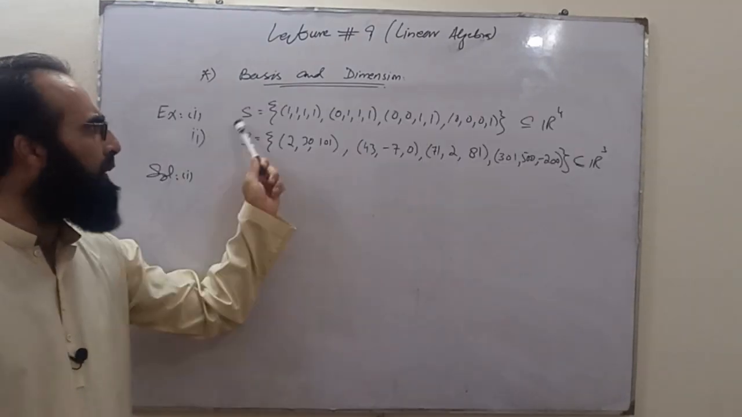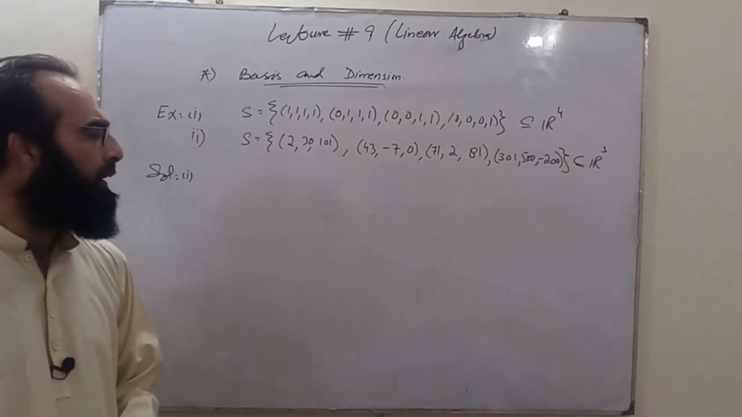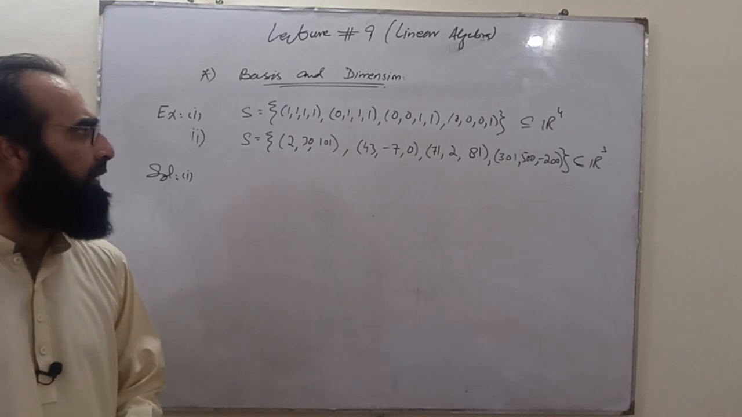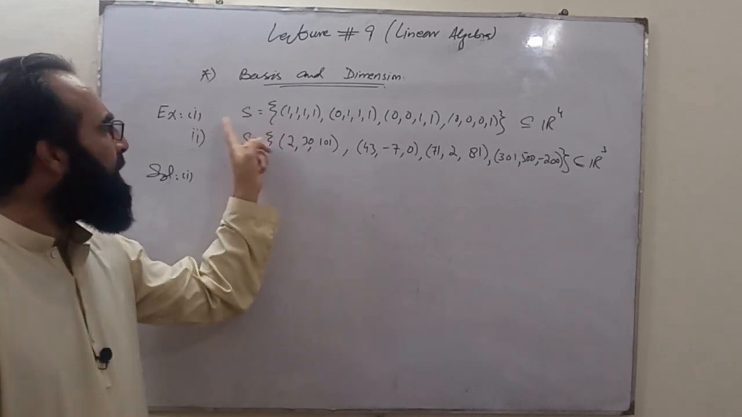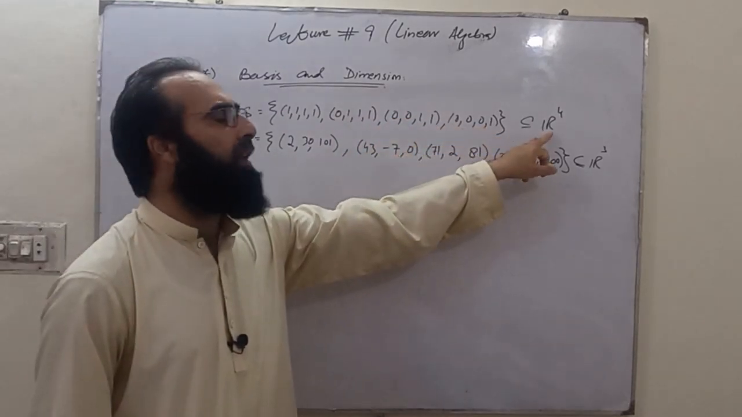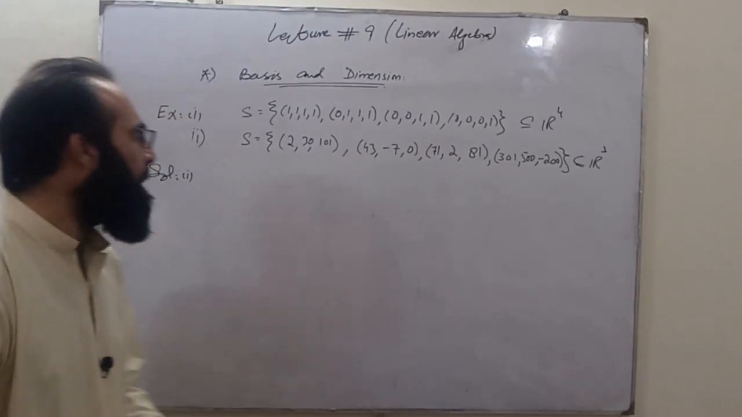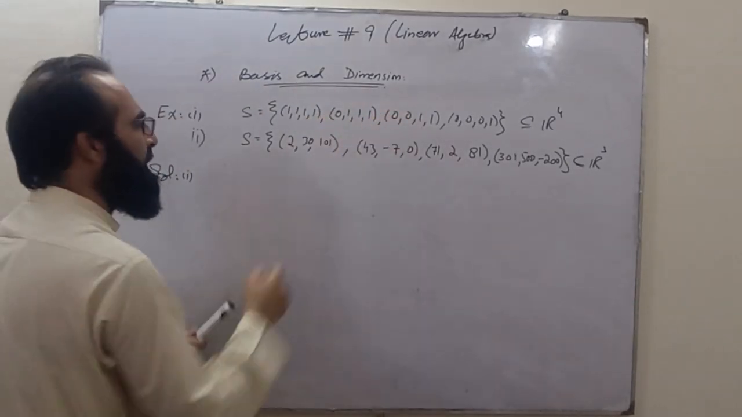Now, in these two parts of this problem, we will use that theorem related to basis and dimension. Since in the first part, the collection S consists of 4 vectors and the dimension of R4 is also 4, we will check only its linear independence. First of all, we will write these vectors in matrix form.